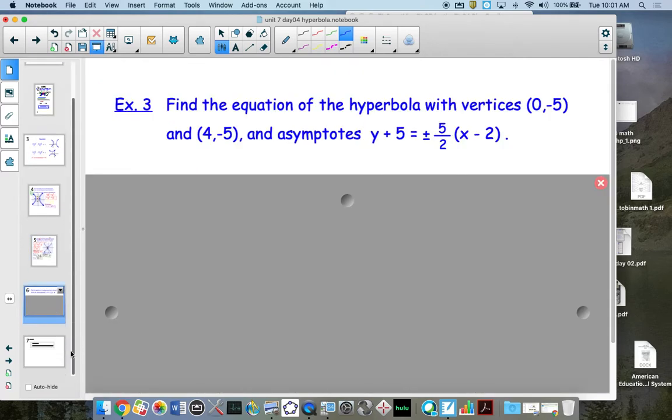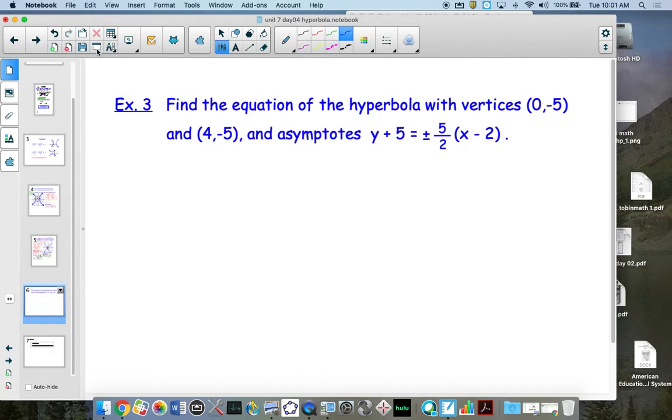Alright, I have one last example. Find the equation of the hyperbola with vertices at 0, -5 and 4, -5, and they give you the equations of the asymptotes. So you're going to see that as long as you're given some information, it should be enough to figure out all the other stuff. So I don't even have a graph here, I'm just going to go ahead and plot this very quickly. So the vertices are at 0, -5, that's down here, and at 4, -5, which is over here.